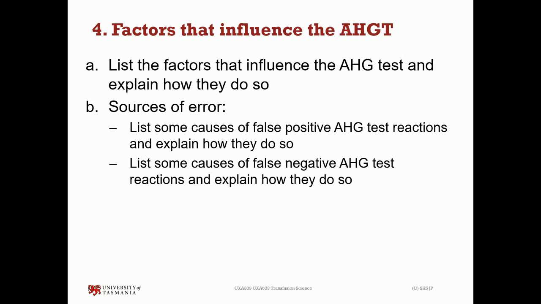Then the sources of error. Group 2 will list some causes of false positive AHG test reactions and see if you can explain how they do so, just on what you've been learning about. And then the final group looking at some causes of false negative AHG test reactions and explain how they do so. So I'll put you into 3 groups.